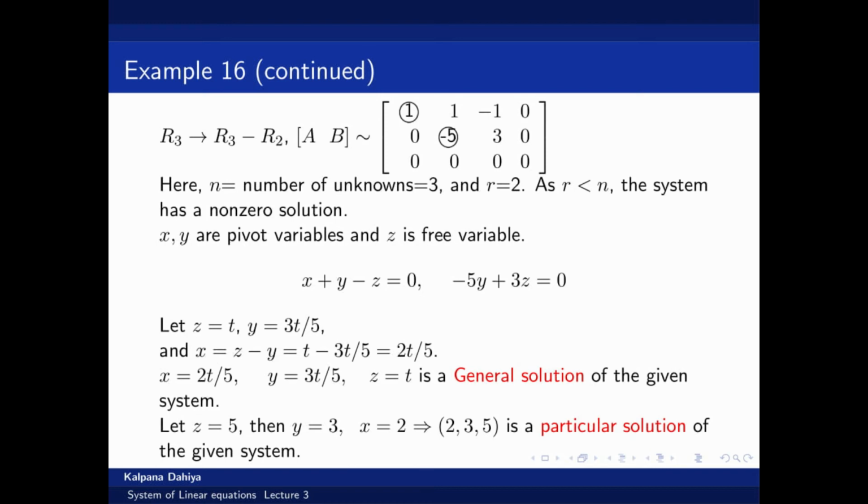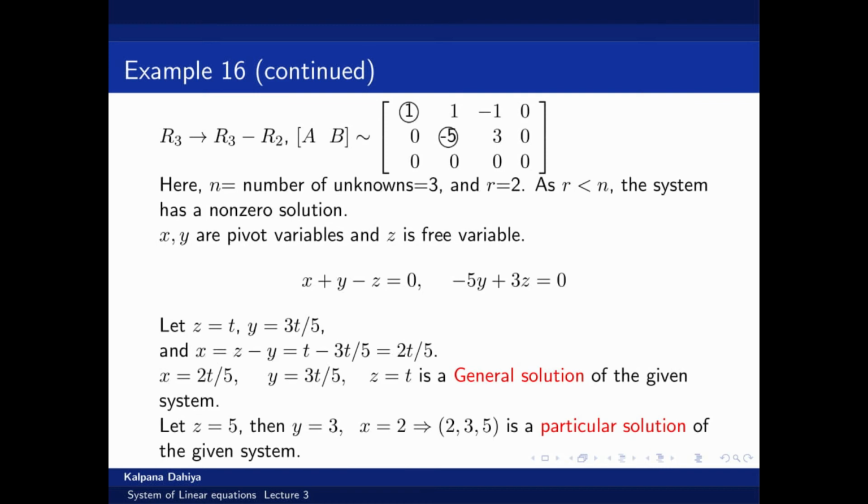Here x and y are pivot variables and z variable is the free variable. Now from the augmented matrix in echelon form, we have the following two equations: x plus y minus z equal to 0 corresponding to the first row, and from the second row we have minus 5y plus 3z equal to 0. Now we can define z as t, where t is any real number. Then from the second equation we have y equal to 3t divided by 5, and from the first equation we can calculate x using the value of y and z, and x comes out to be 2t by 5.